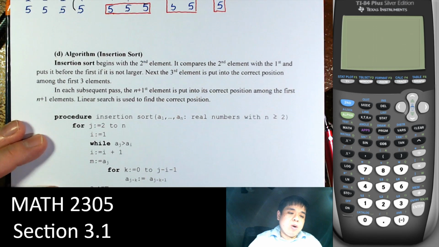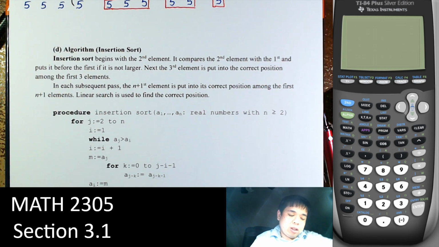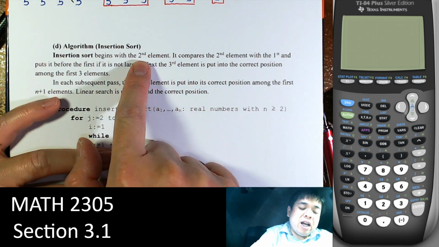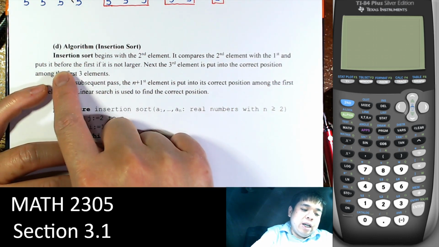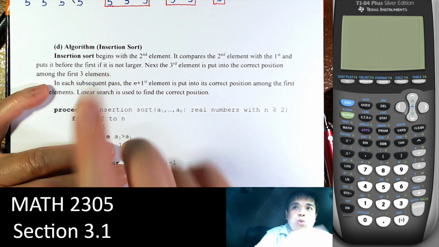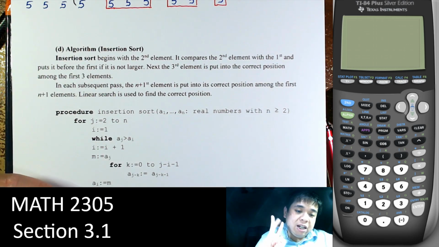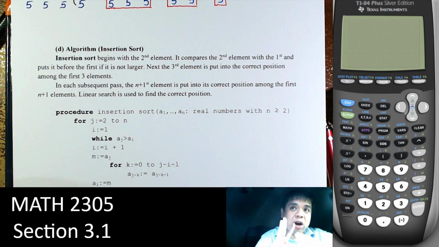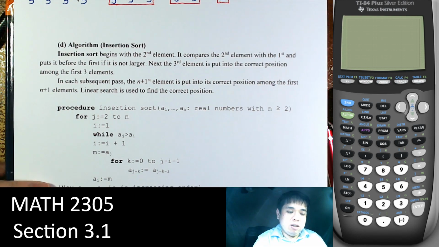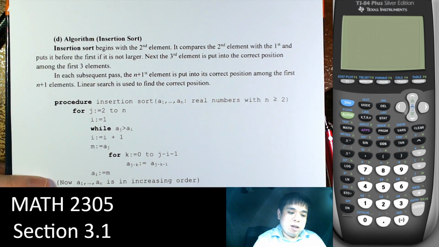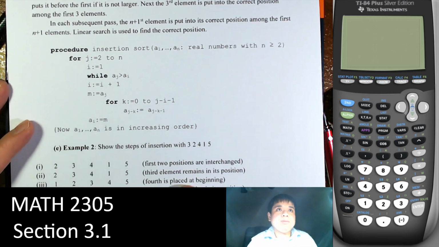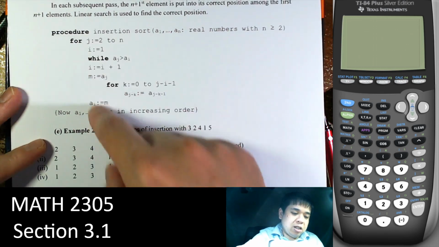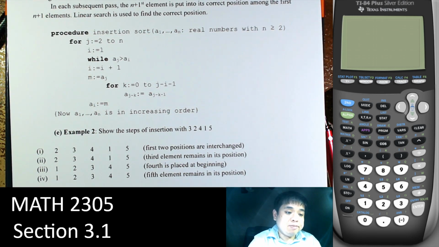Right. Next we call the insertion sort. We begin from the second element and compare the second with the first, and then put it before the first if it is not larger. So we compare the first 2, and then we add number 3, and then we try to put the 3 in the correct order. And then subsequently we just add one more and compare to the rest. Right, so that is the algorithm, a little more complicated.